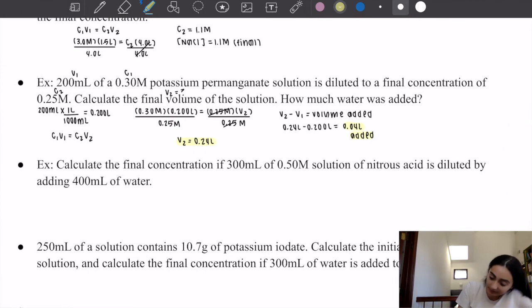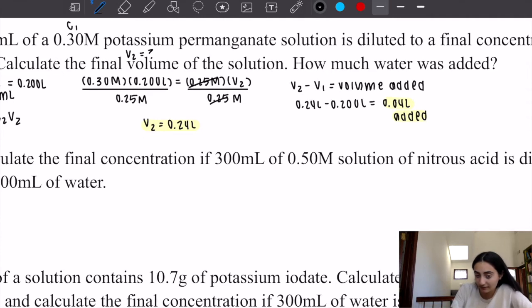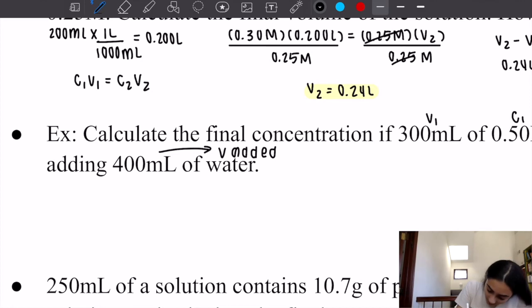Next, we have, calculate the final concentration if 300 milliliters of a 0.50 molarity solution of nitrous acid is diluted by adding 400 milliliters of water. So in this problem, we have to calculate what our final volume is based off of information we're given, and we are also finding final concentration. So we have our initial volume, we have our initial concentration, and this is volume added. So I'm first going to convert everything.